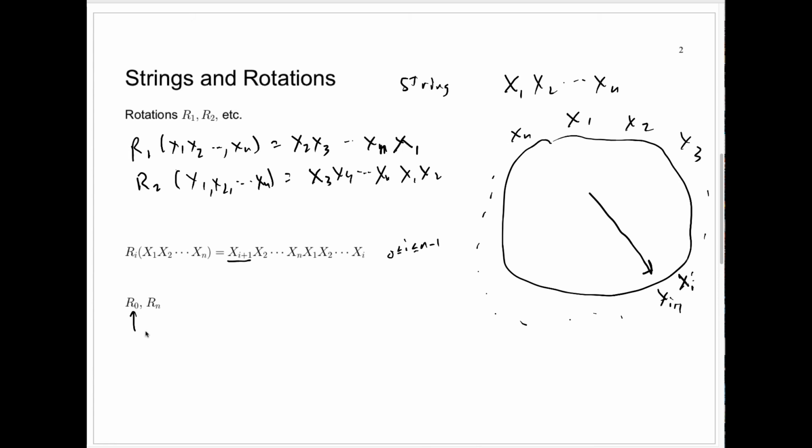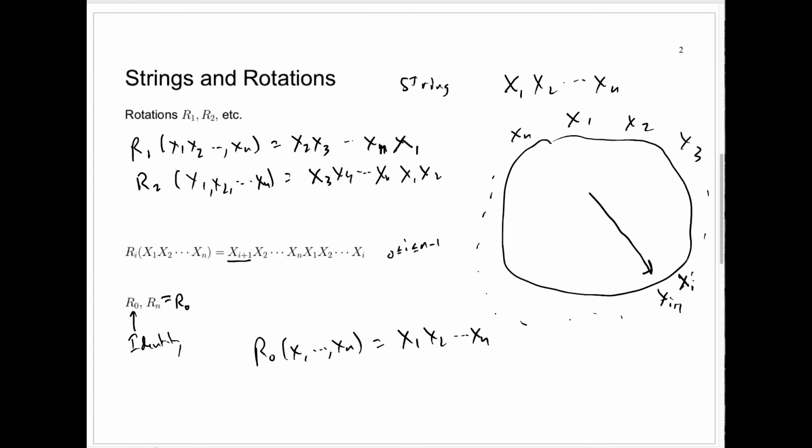R0 will be an important one. This is the identity. When you apply a rotation by 0 units, that's just the original string, x1, x2 to xn. It doesn't change things. That's why we call it the identity. And if we rotate by n units, we get back to the way we started here. Remember, n is the length of the string. So R sub n is the same as R naught.